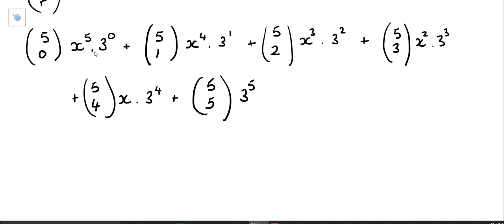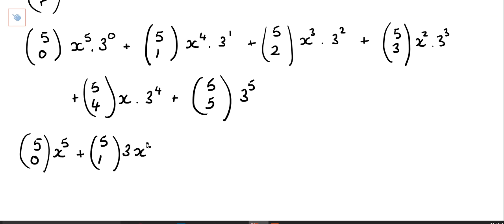So shall we do the terms bit first? We've got 3 to the power of 0 is just 1, so I'm going to rewrite it, up to you if you do it like this. So it's 1 times x to the power of 5. The next term is 5C1, and it's 3x to the power of 4. Then we've got plus 5C2, 3 squared is 9, so 9x to the power of 3.